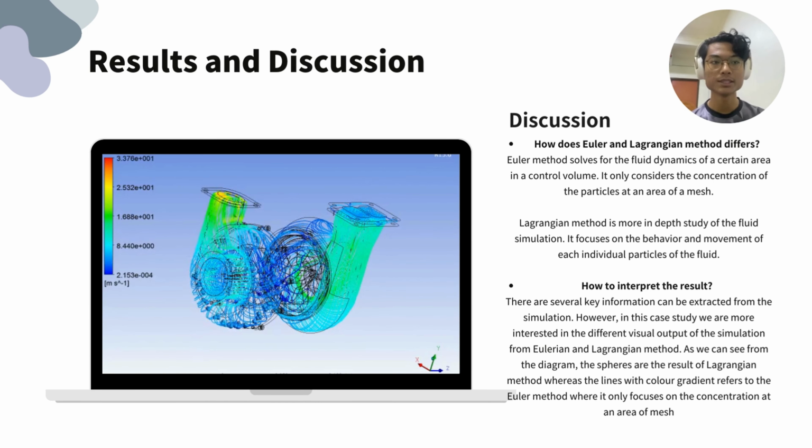So how do we interpret the results? From the results, there are several key pieces of information that we can extract. However, in our case study, we are more interested in only the visual output, so we can compare it visually. As I mentioned, the lines are the Eulerian method and the spherical objects are the Lagrangian method.